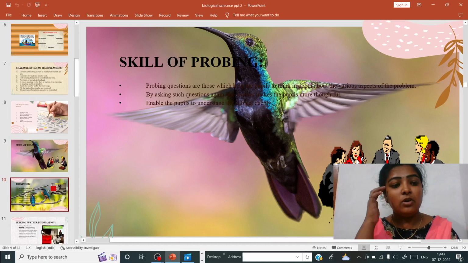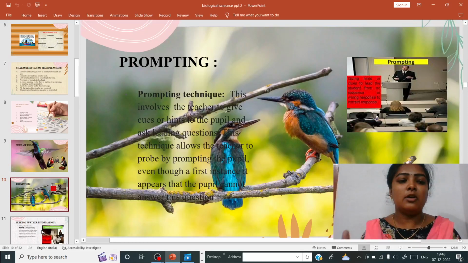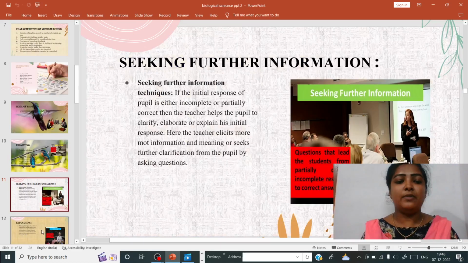After that we enter into prompting. Prompting means that as a teacher, before we ask a question, we give a clue, hints or a small modification of the answer to be given. That is prompting. And seeking further information is the initial response.